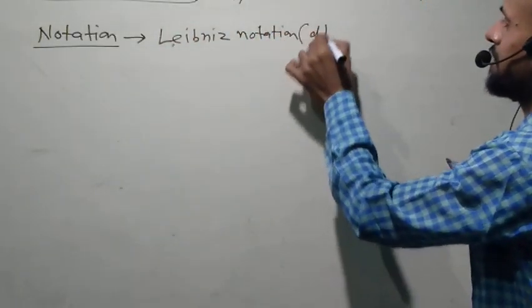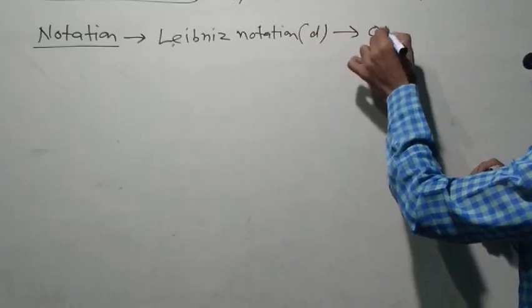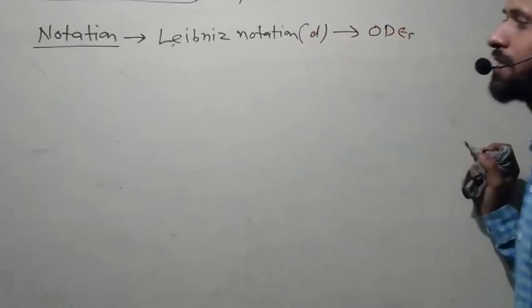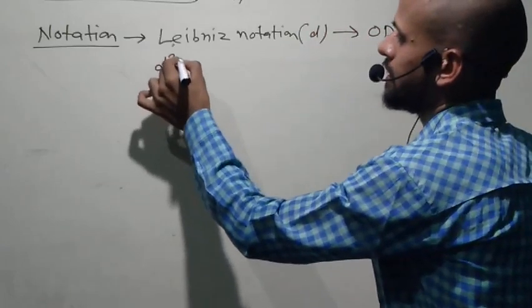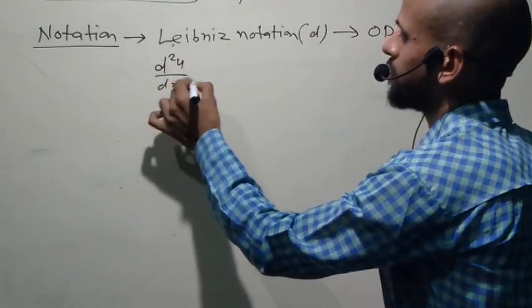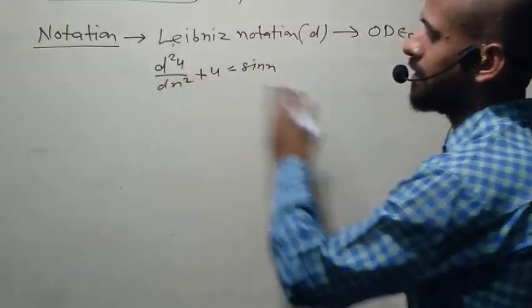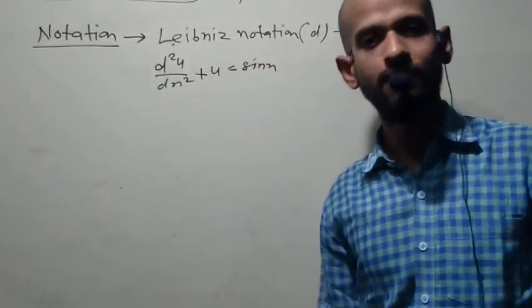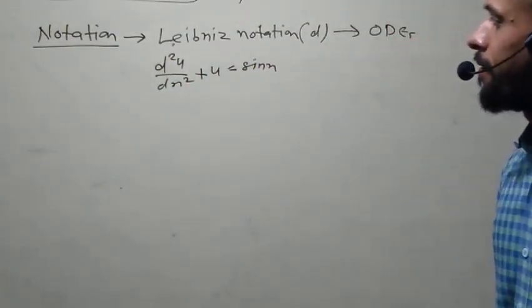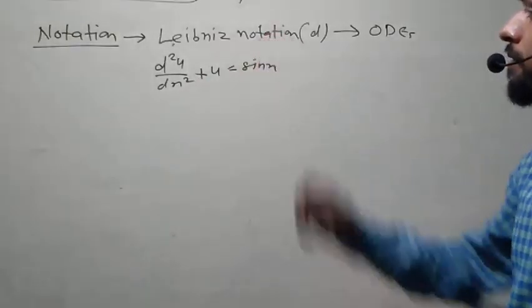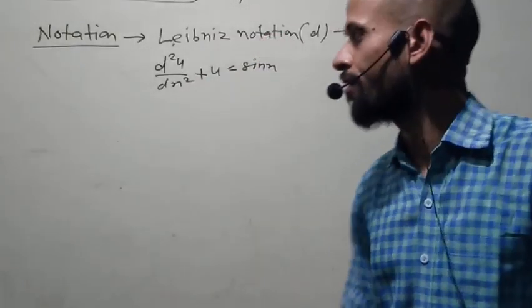This is d for ordinary differential equation. For example, d2u by dx squared plus u is equal to sin x. This is an ordinary differential equation, depends on a single variable, and this is written in the Leibniz notation d.